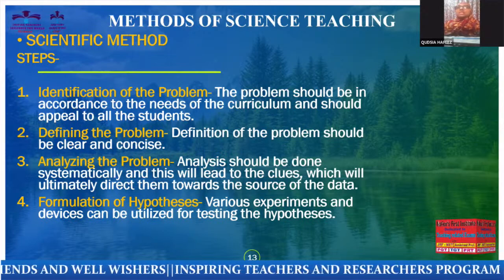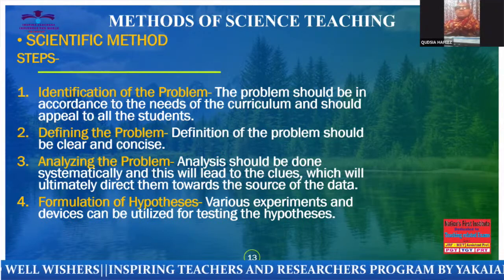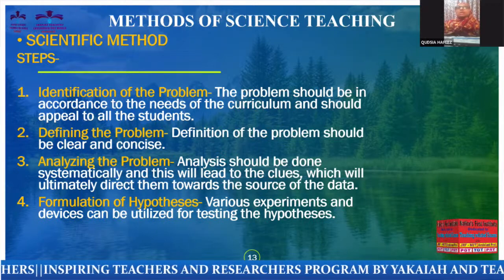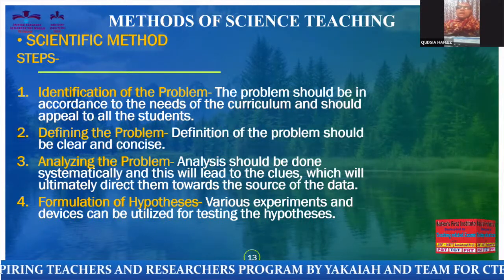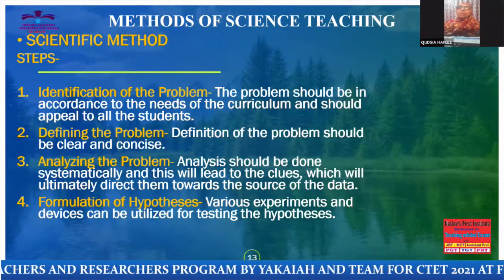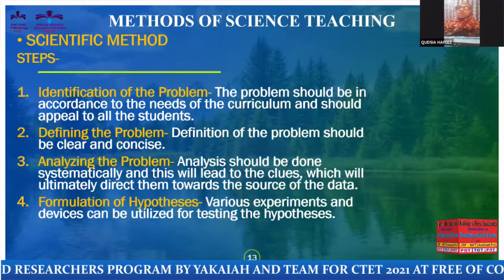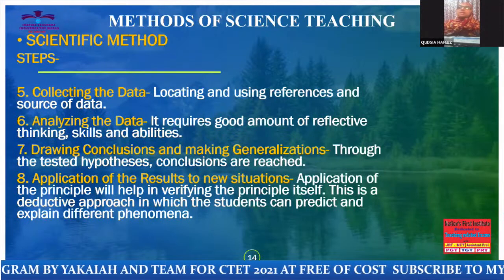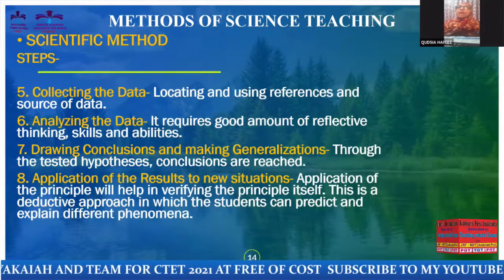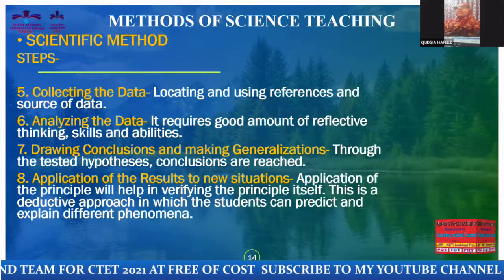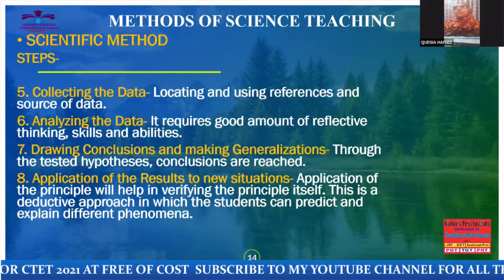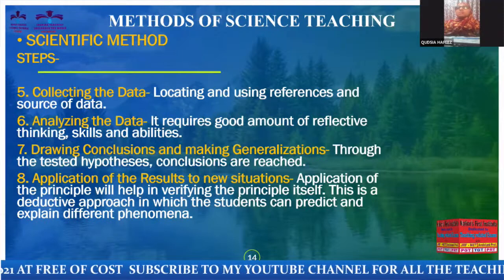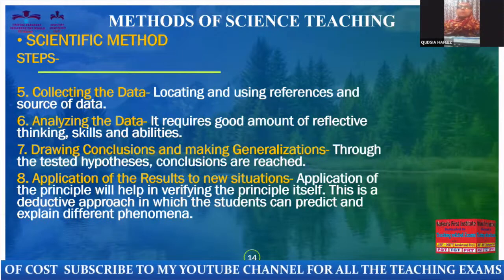Fifth is collecting the data, locating and using references and sources of data. Here they are trying to collect the data based upon the hypothesis. The hypothesis they have already structured, defined and formulated, upon that they are collecting the relevant data. They are locating and trying to find the references, the source of data where they can achieve that.